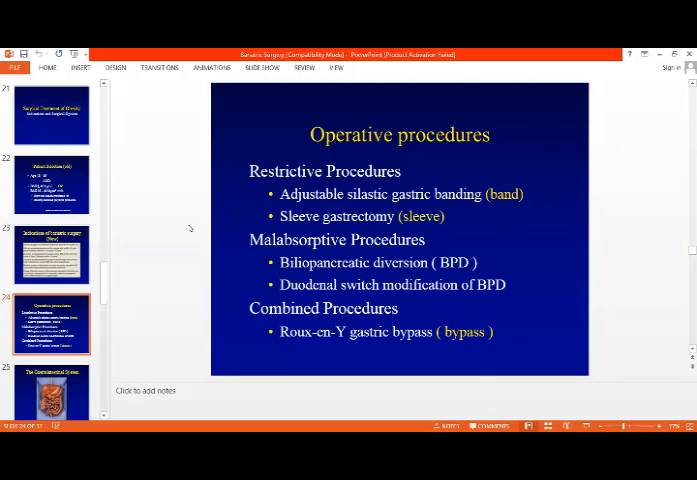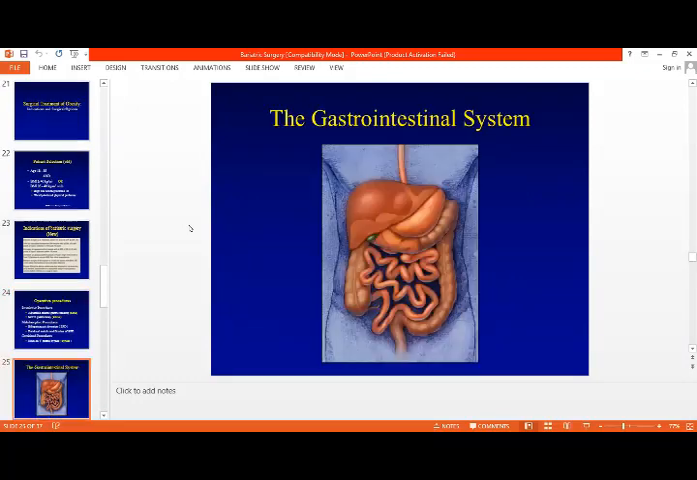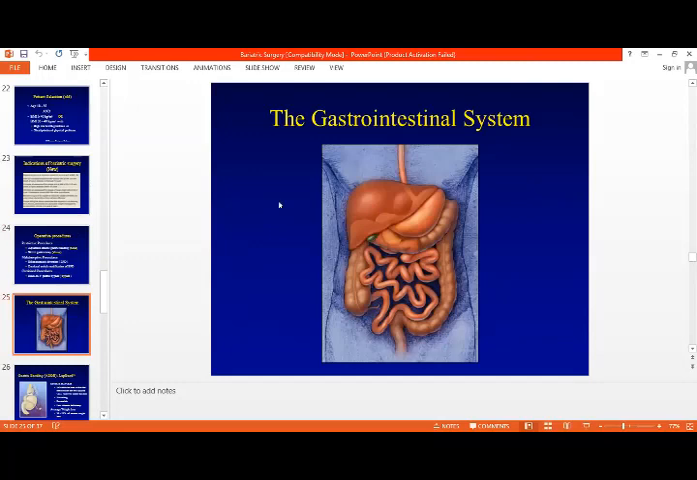So we'll quickly show the pictures of these procedures so that you can understand what they are. If we just recapture the gastrointestinal system, starting from the esophagus, the cardiac end, stomach, duodenum, and then jejunum, ileum, and colon. Most of these procedures are either on the stomach for restriction of its size or on the intestine for malabsorption. So let's start with the first one, which is the common and easier one.